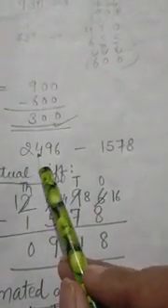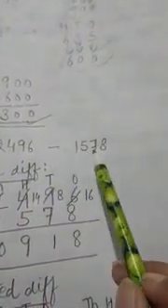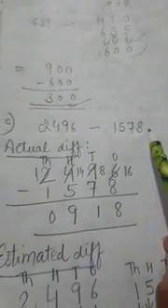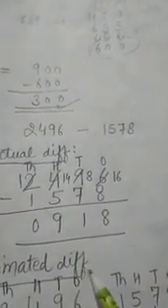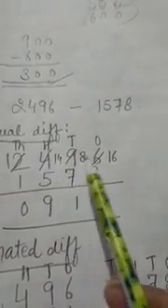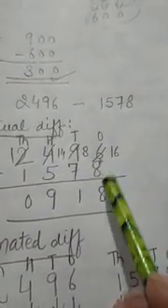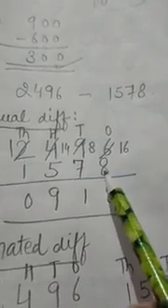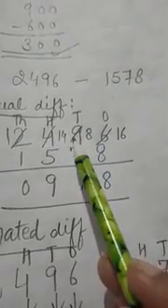2496 minus 1578. Find out the actual difference and also the estimated difference to the nearest hundreds. Now see, 2496 minus 1578. 6 minus 8 is not possible, so we will take one borrow from here.